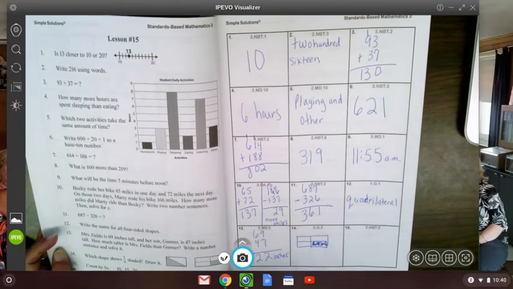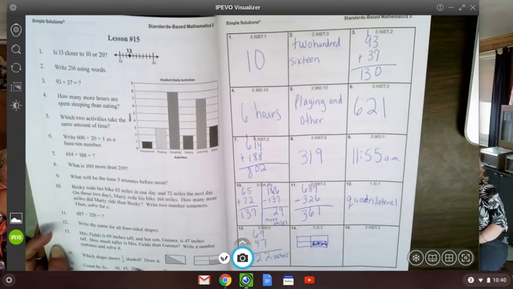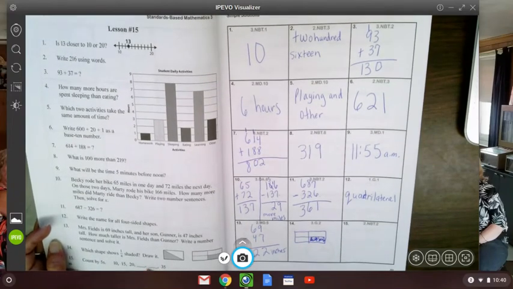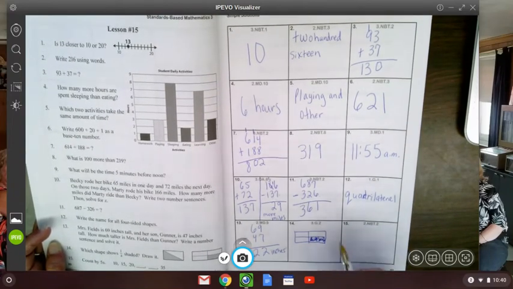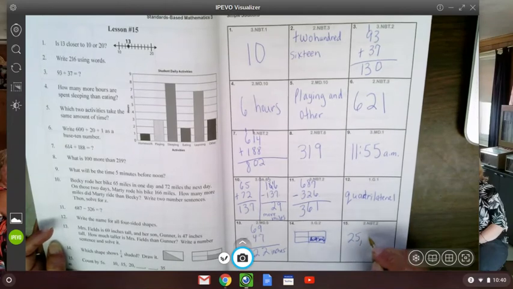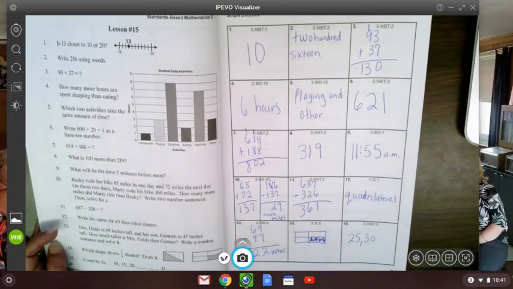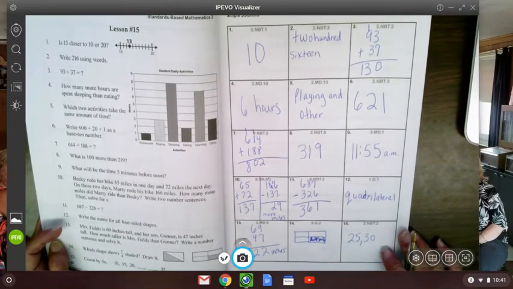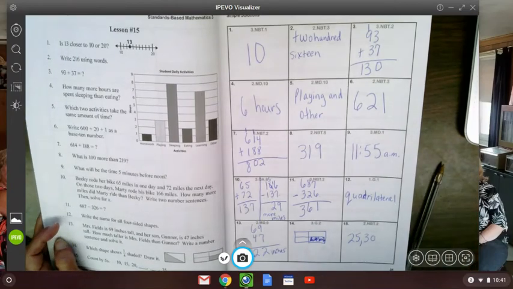15, count by 5s. 10, 15, 20, missing 25, missing 30, and 35 is there. Okay, get it graded correctly.